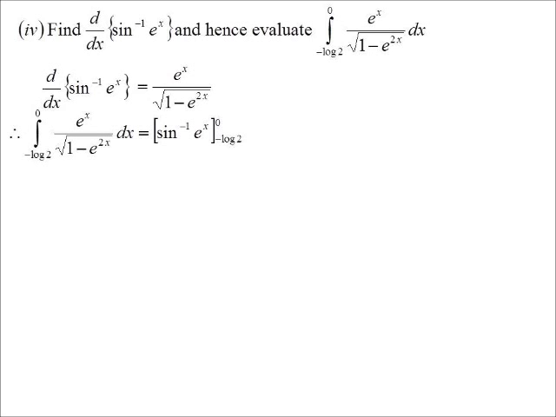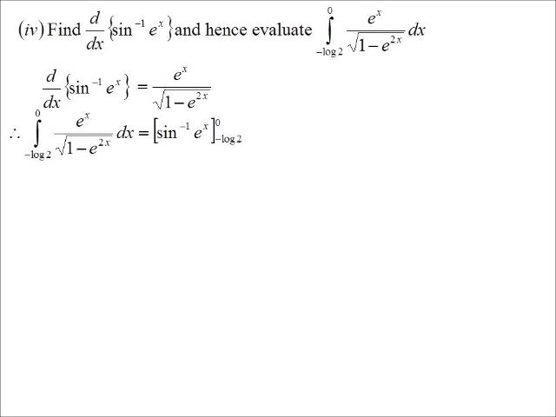Ooh. Differentiate the inverse sine of e to the x and hence evaluate. Well, when I see a question like this, if I had to guess, I'd say that's the derivative. Because like hence, go back the other way. Let's see what happens. Differentiate inverse sine of e to the x. Oh, look, it is. Now, because I've just gone derivative over the square root of 1 minus the function squared, therefore, when I integrate e to the x on the square root of 1 minus e to the 2x, I must get the inverse sine of e to the x.